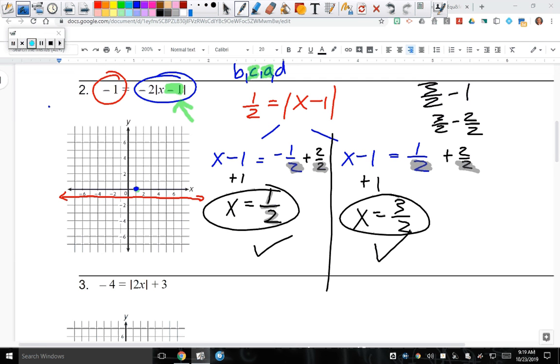Okay, so the y-intercept is -2. So it's down 2 over 1, because it's a steepness of 2. And then the other one is down 2 over 1, and that one is a steepness of 2. And yes, sure enough, 1/2 is right here. And then 3/2 is right there. So 1/2 and 3/2.